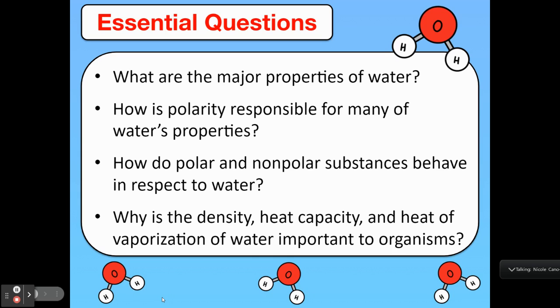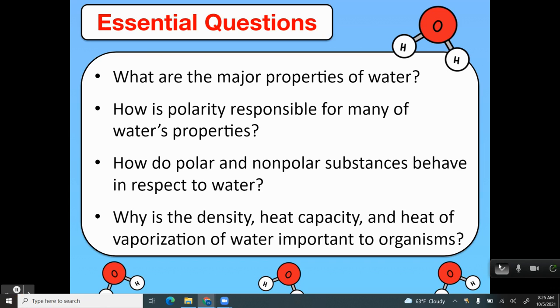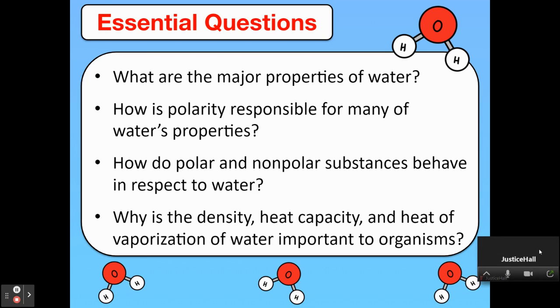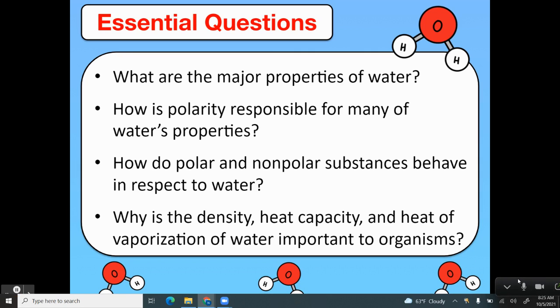Right, so what we are working on today, and hopefully you have your note catcher open, so as we go through this, you'll be able to keep up. We are looking at some of the major properties of water. We are going to look at how polarity is responsible for a lot of water's properties. And additionally, we are going to be looking at polar and non polar substances and how they behave with respect to water.